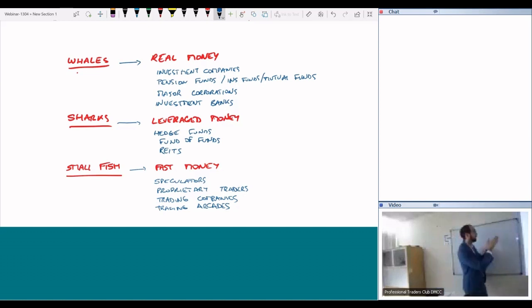And they can get it by looking at where the sharks enter. The sharks are the number 2 category. They will leverage their size, whatever they have, to look 5 times, 10 times, 50 times bigger than what they are.